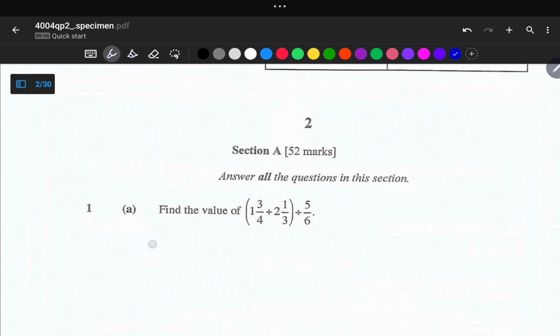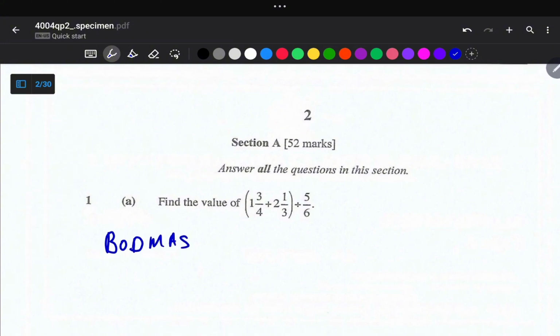The first part of the question, number 1(a), says find the value of (1 3/4 + 2 1/3) ÷ 5/6. Here we are going to use our BODMAS. We are going to start by simplifying the bracket, so the bracket is saying we have 1 3/4 plus 2 1/3.